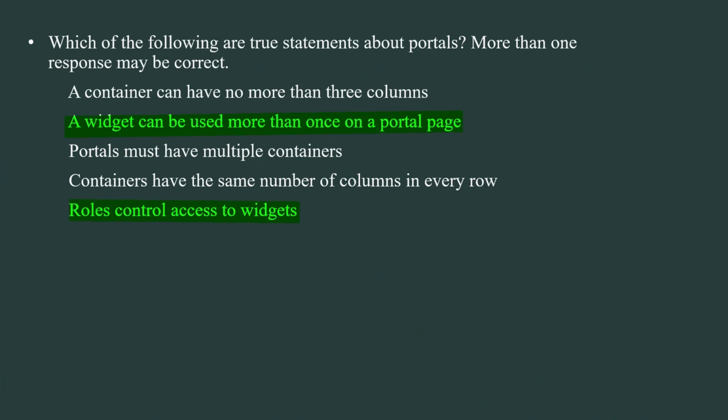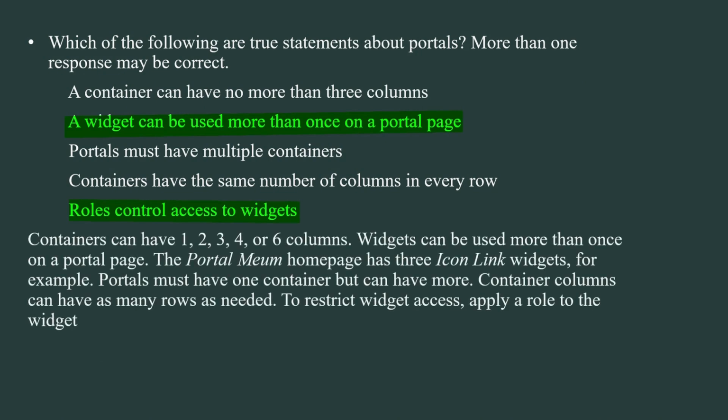A widget can be used more than once on a portal page. Roles control access to widgets. Why? Containers can have 1, 2, 3, 4 or 6 columns. Widgets can be used more than once on a portal page. The portal MIAM homepage has 3 icon link widgets. For example, portals must have one container but can have more. Container columns can have as many rows as needed. To restrict widget access, apply a role to the widget.